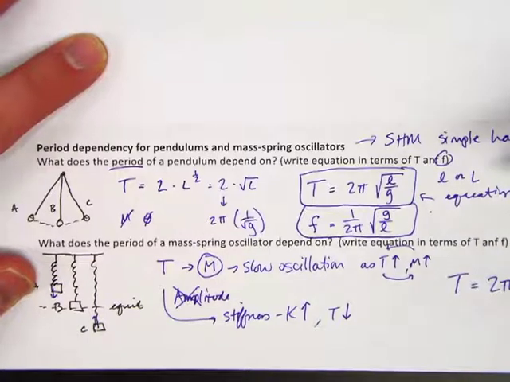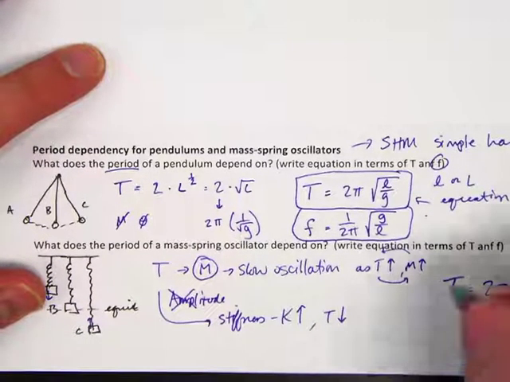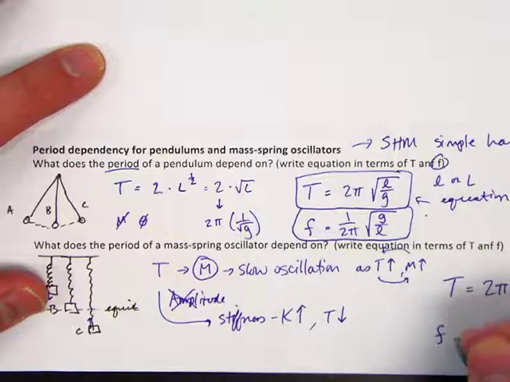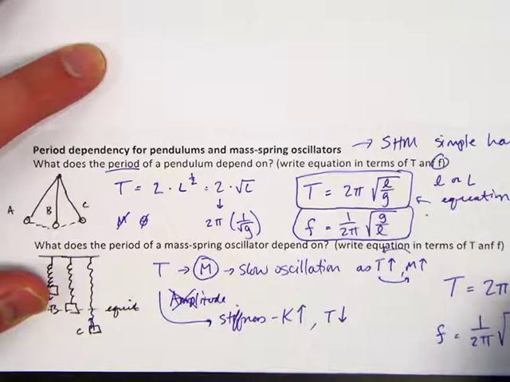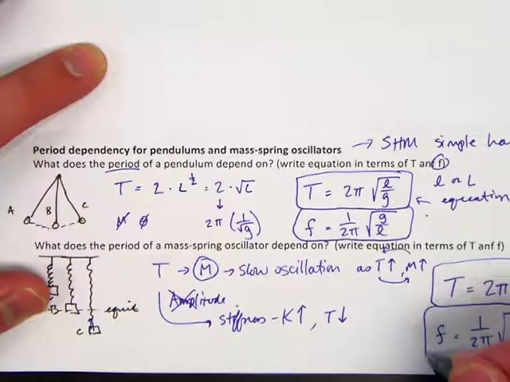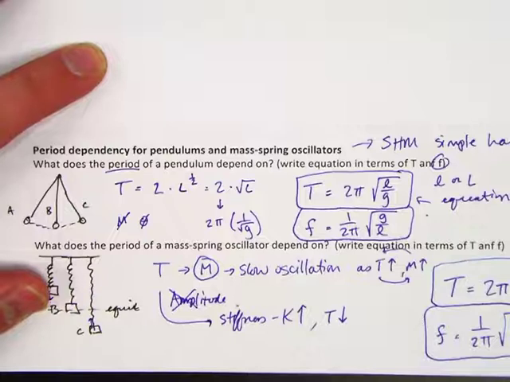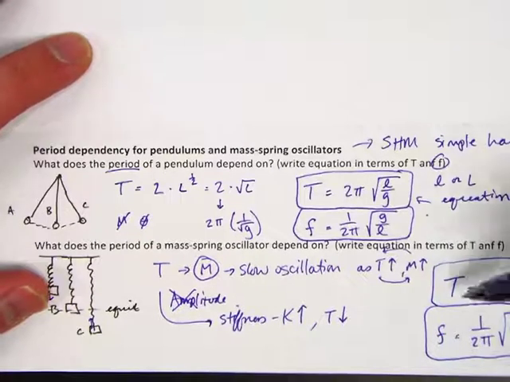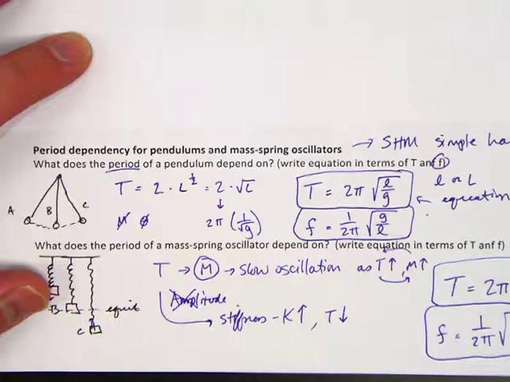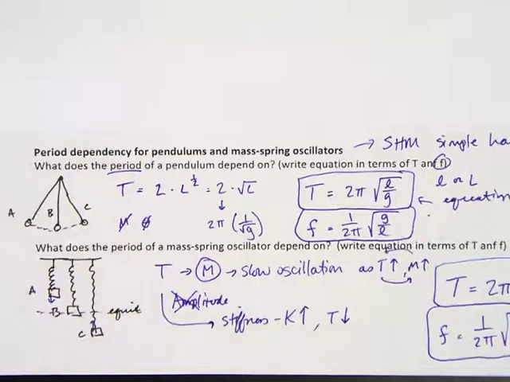Now, just as we did with the pendulum, we can rework this to write it in terms of frequency. So the frequency will be 1 over 2 pi times the square root of K over M. This is another given equation on your AP1 equation sheet for the period of a mass spring oscillator. And notice the similarity to the period of a pendulum.